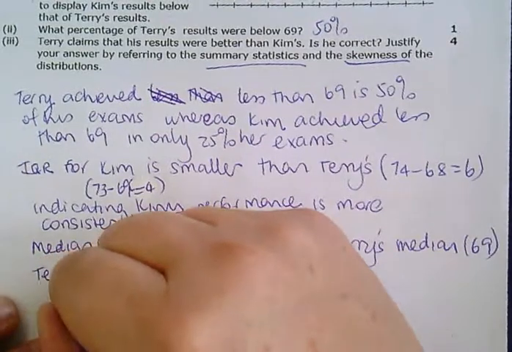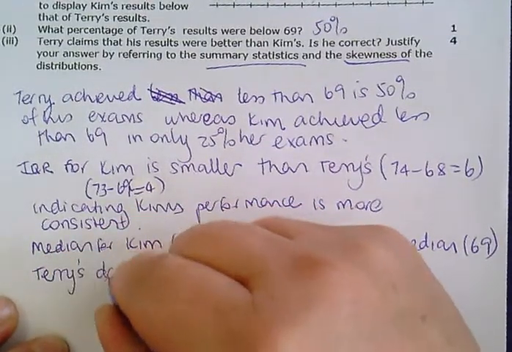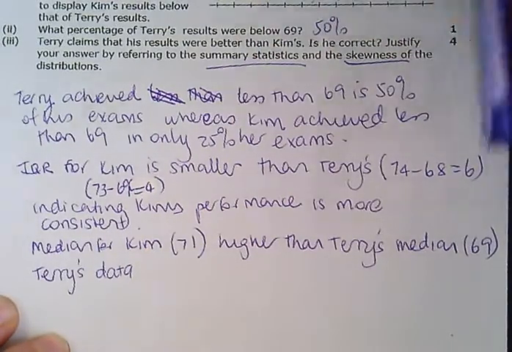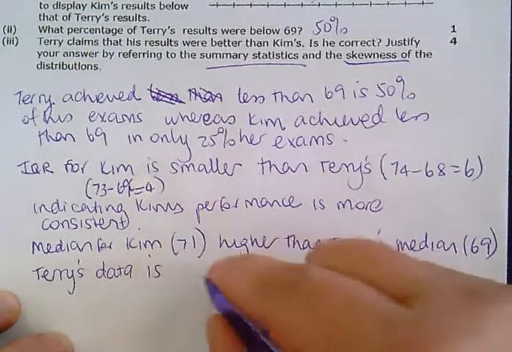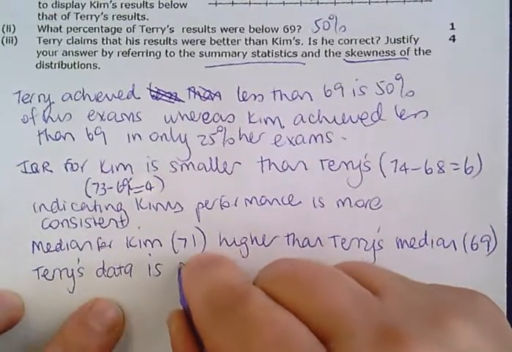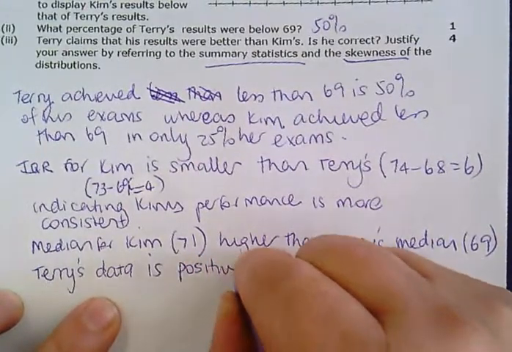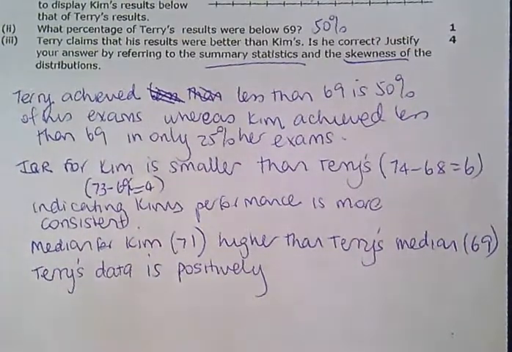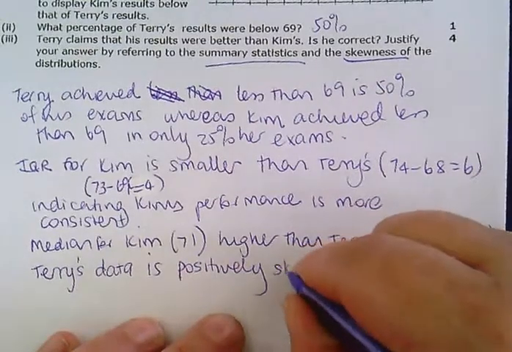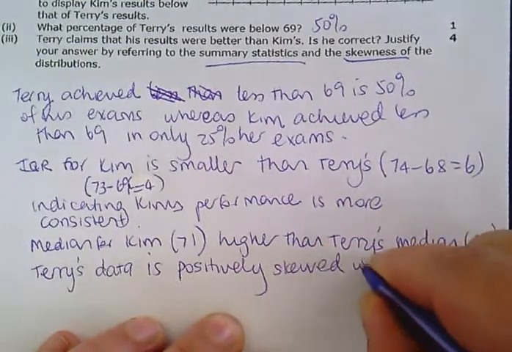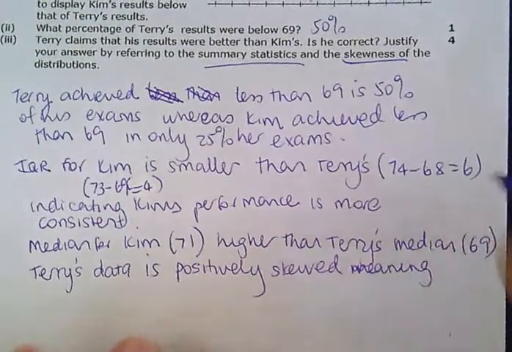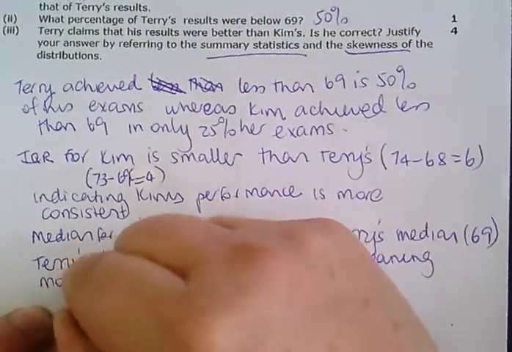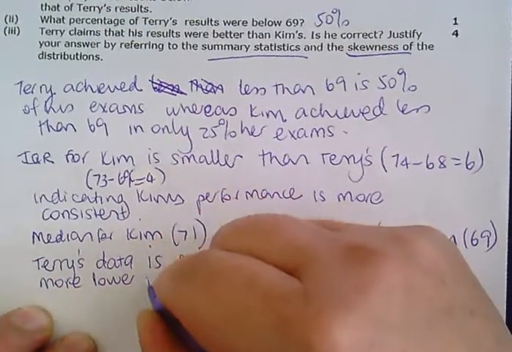So Terry's data. It's not too bad, though. Terry's data is positively or negatively skewed? It's positively skewed because 25% of his scores are down there, and 50% of his scores are between 67 and 69. So Terry's data is positively skewed, meaning there is more data at the lower scores, meaning more lower results. Does that make sense?